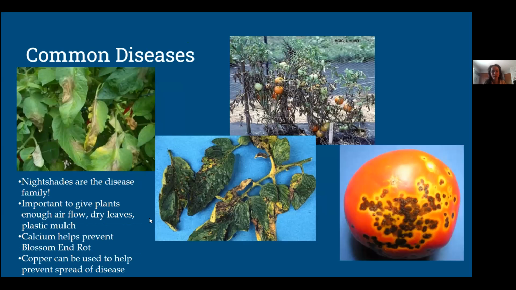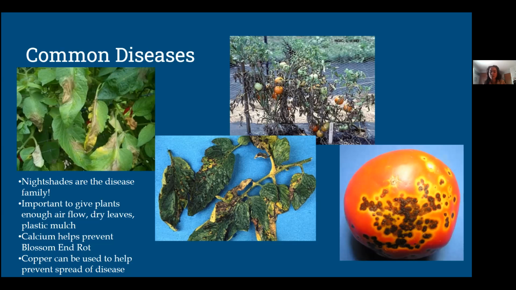And then some more common diseases with tomatoes, nightshades in general. Like I said, they are the disease family. It is important to give these plants enough airflow, and you can put some mulch, dry leaves, or straw at the base of the plant to help prevent this from happening.